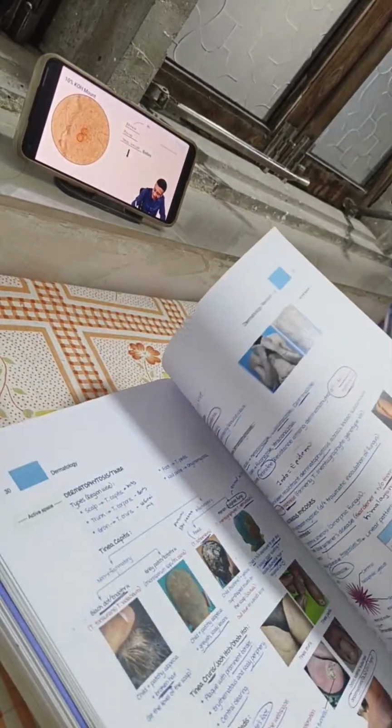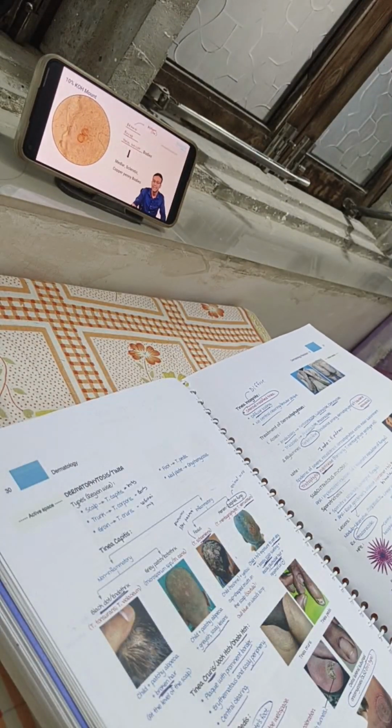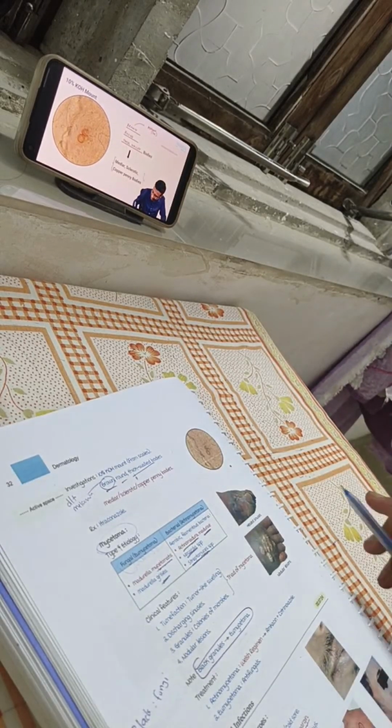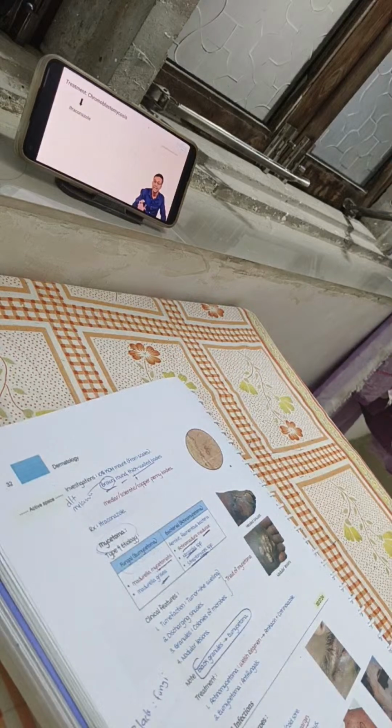Chromoblast, melanin, necrosis, which is there in the wall of the organism. And these bodies are referred to as Medlar bodies, sclerotic bodies, copper-penny bodies. So Medlar, sclerotic, and copper-penny bodies are the other names for these brown, round, thick-walled bodies. Treatment of this condition is intralesional.